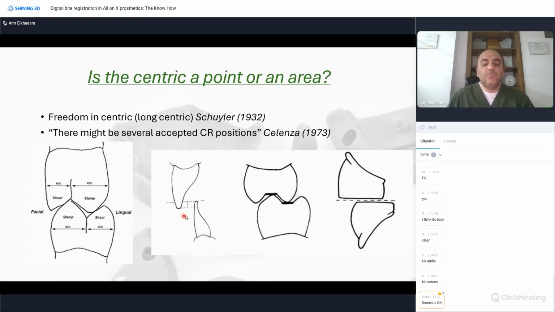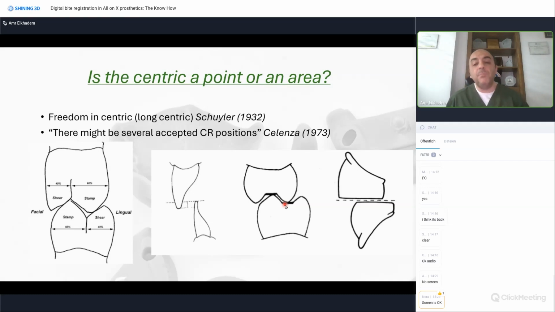And now, probably from the 70s, we have something we call a long centric. Especially in implant prosthetics, and really even in dentures, we don't like the very sharp cusp to fossa contact. It's not good, because if you have a little bit of interference, you have a big problem: chipping, probably implant problems and others. So we like to have a slightly wider fossa and a little bit rounded cusp. And this is what we call the long centric.